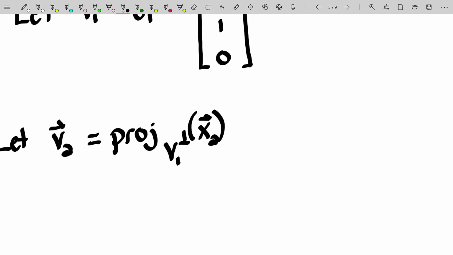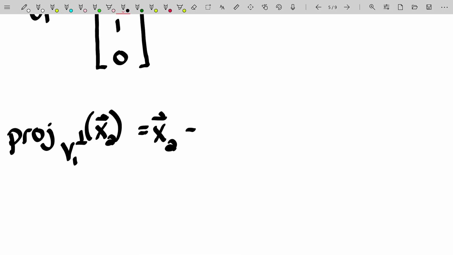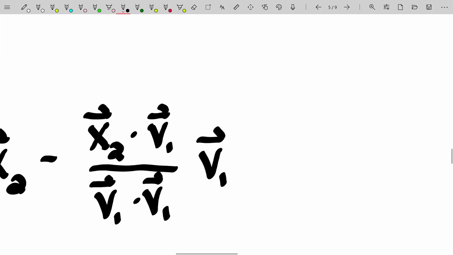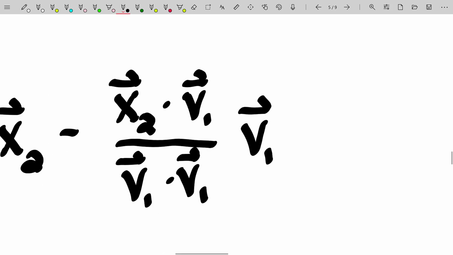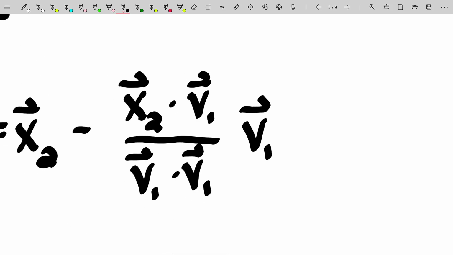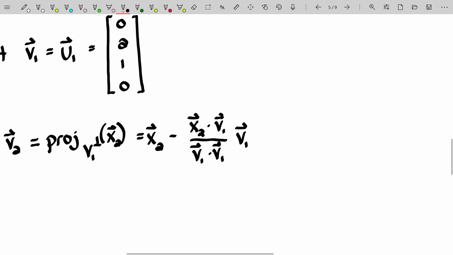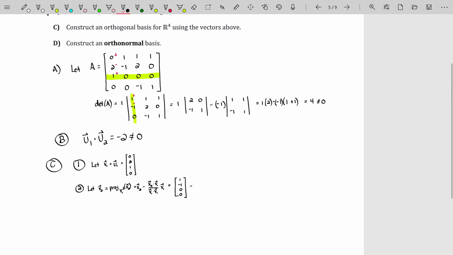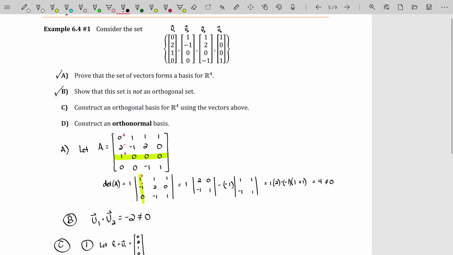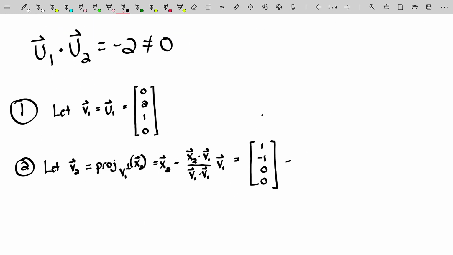And we know that's going to be x sub 2 minus the projection of x sub 2 onto the vector space spanned by v sub 1. Remember, that's the orthogonal projection of x sub 2 onto the vector space spanned by v sub 1 right there. And we're subtracting that off, so we're getting a perpendicular or orthogonal vector to x sub 2 from that. Let's compute this out. X sub 2 is 1, -1, 0, 0. And then v1 dotted with x sub 2. Okay, we have x sub 2 right here and v1 right there, so let's go ahead and take that dot product.